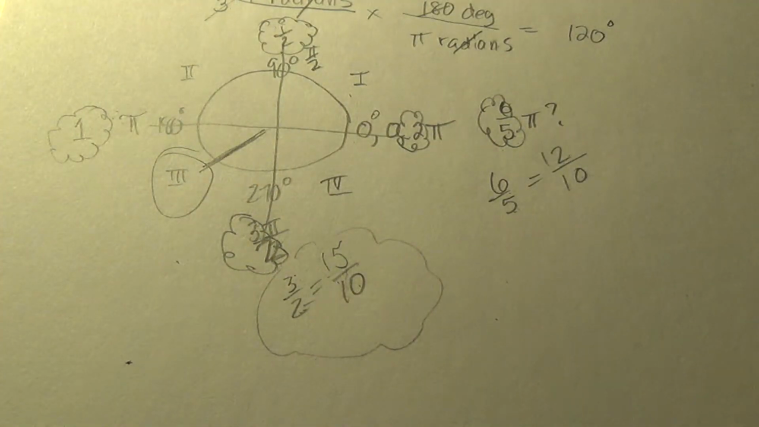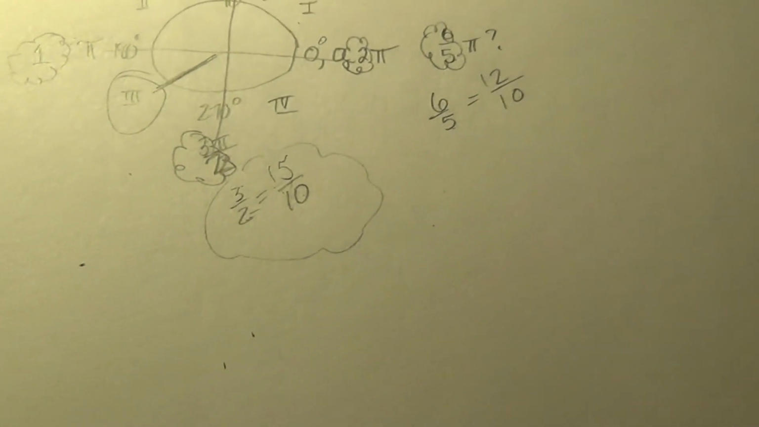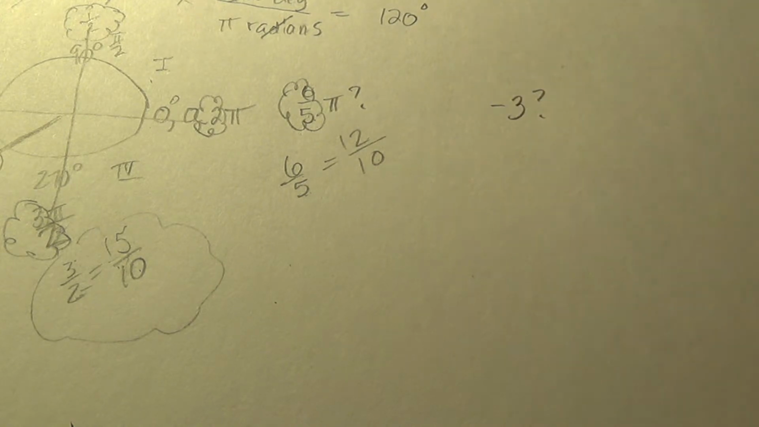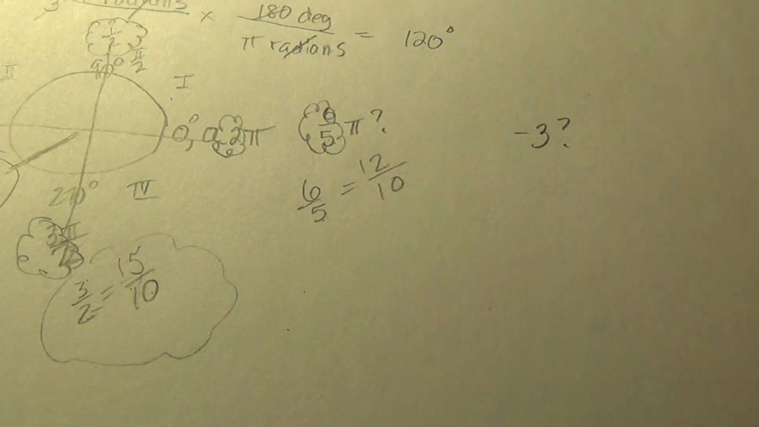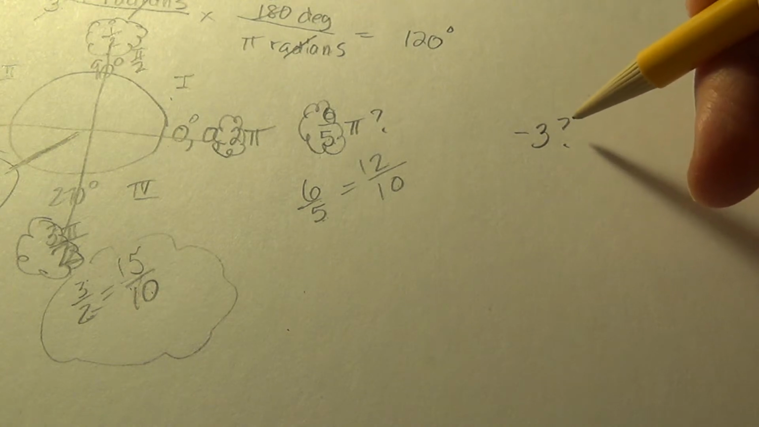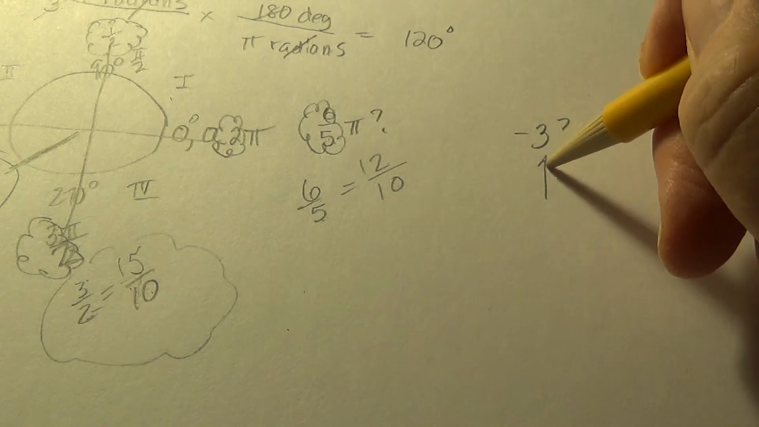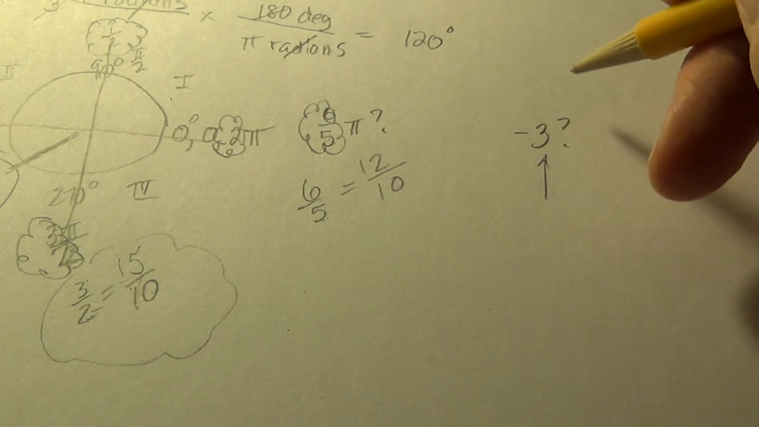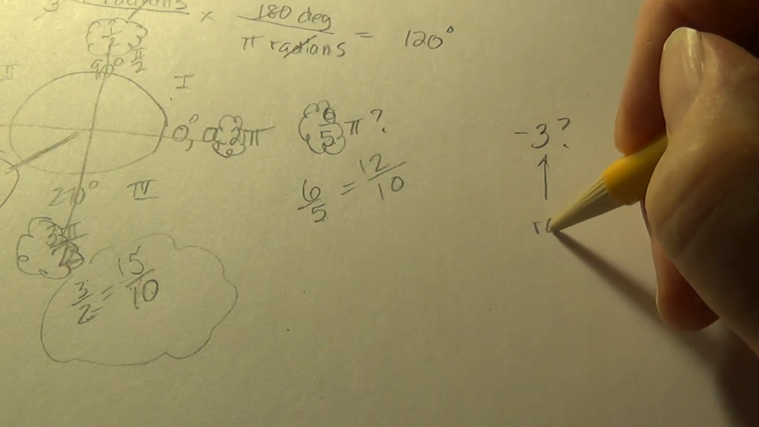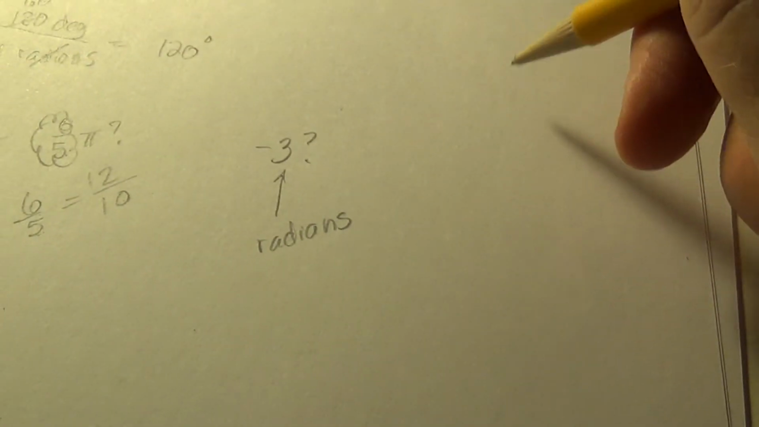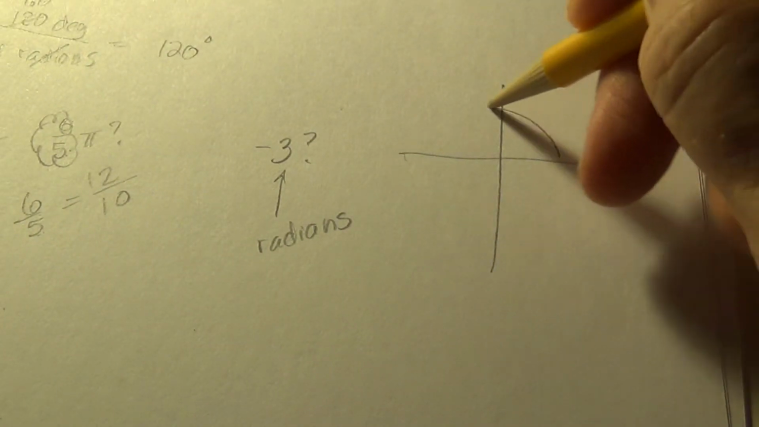So I might ask you to do something similar to that. Sometimes they ask, in what quadrant is -3? And that seems like an odd question because I don't see any pi, I don't see a degree. And I just wanted to explain that when there's no symbol, it's understood to be radians. And the negative means you're going to go in the opposite direction. So let me write a fresh chart here.